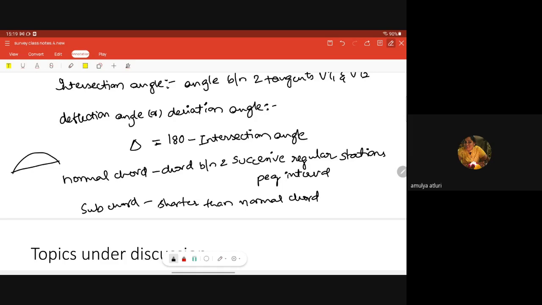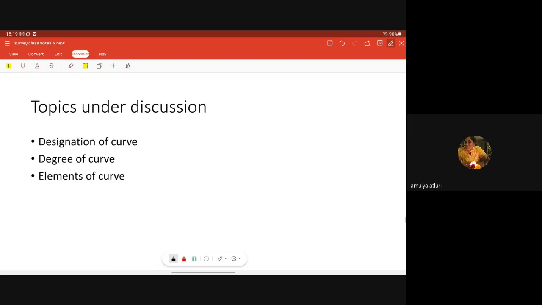Got it? Next, let's look into a few designations of curve. The first topic is designation of curve, degree of curve, and elements of curve. What is designation of curve? This is an important question. Designation is nothing but the sharpness of the curve, designated either by its radius or by its degree of curvature.